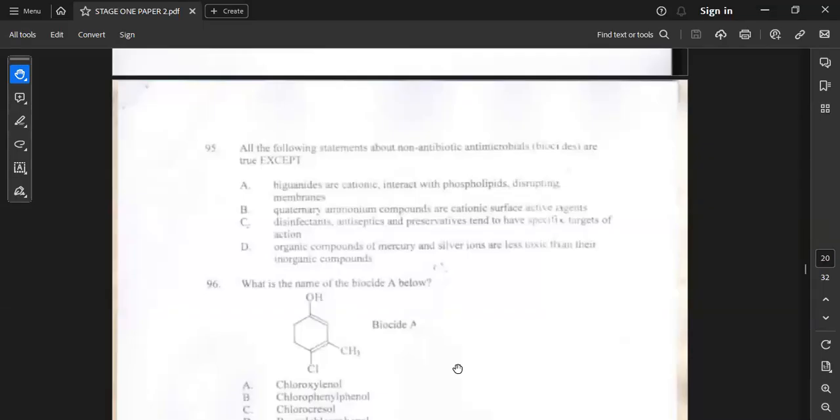All the following statements about non-antibiotic antimicrobial biocides are true except: biguanides are cationic, interact with phospholipids, disrupting the membrane. The quaternary ammonium compounds are cationic surface active agents. Disinfectants, antiseptics, and preservatives tend to have specific targets of action. Organic compounds of mercury and silver ions are less toxic than their inorganic compounds.